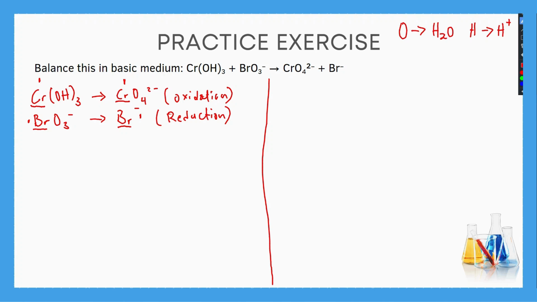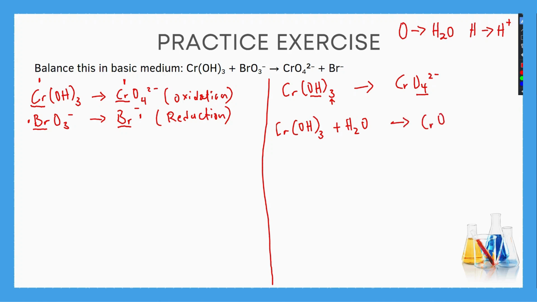So let's go for the first equation. We have Cr(OH)3 giving us CrO₄²⁻. So let's balance oxygen first. On the left hand side, you can see we have 3 atoms of oxygen because this 3 affects everything that is in the bracket before it. So we have 3 atoms of oxygen, and on the right hand side we have 4 atoms of oxygen, which means we need to now add just 1 molecule of water to balance the oxygen atoms on both sides.